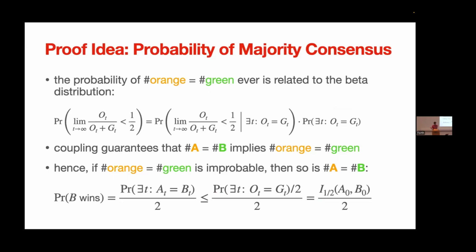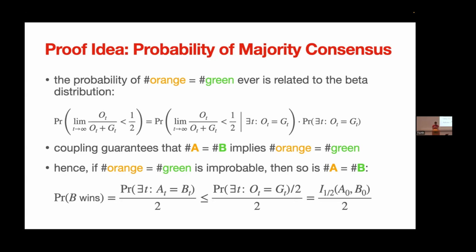Now we can go to the urn process, and the probability that at some point we get in the urn process the same amount of orange and green is also related to another thing that we can measure. We will see in a second why we pick that, but we can look at the probability that the limit of the relative counts of orange is at most 1/2. You can show that with probability 1 the limit exists.